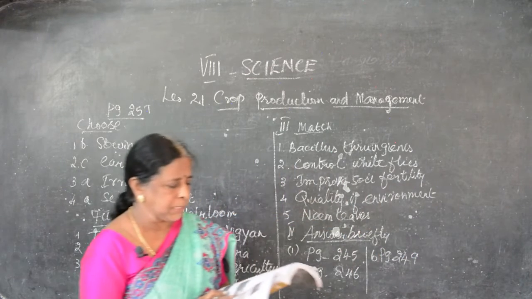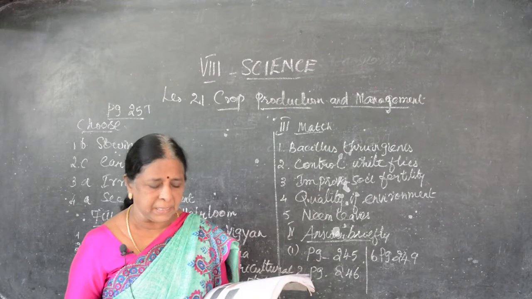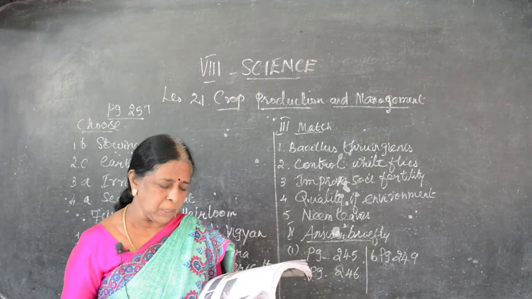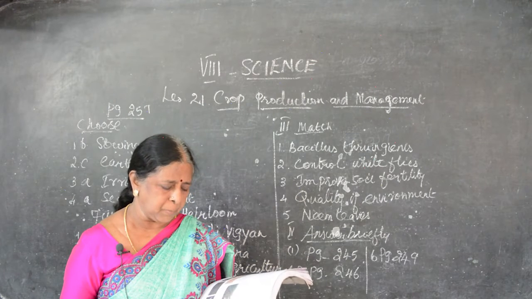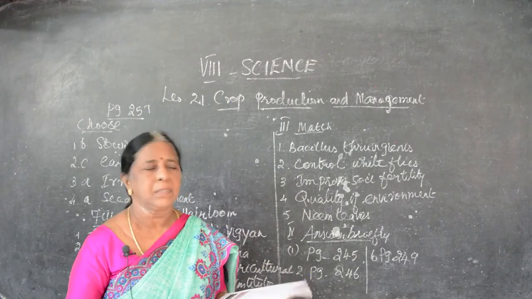Children, again go through the answer. In an agricultural field, under the heading weeding, many other undesirable plants may grow naturally along with the main crop. These undesirable plants are called weeds. The removal of weeds is called weeding. Clear?